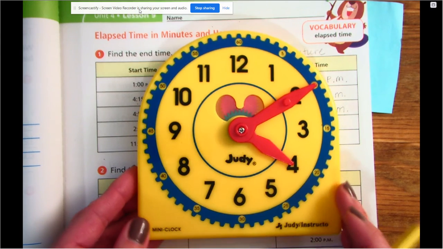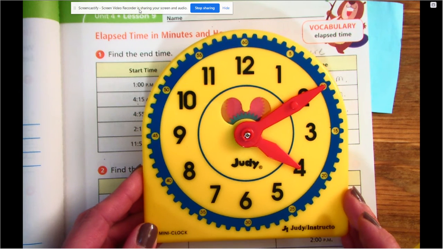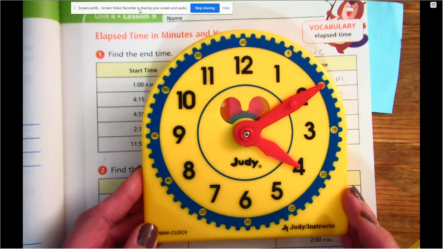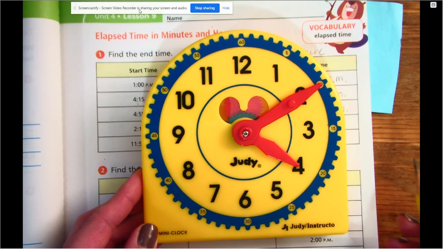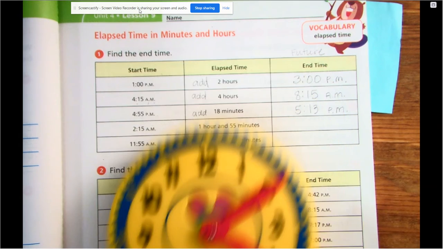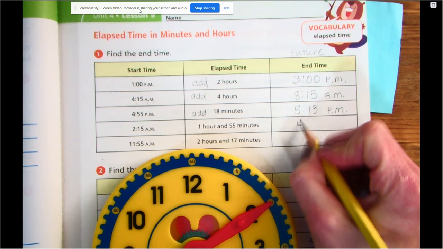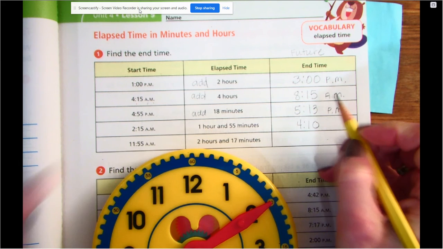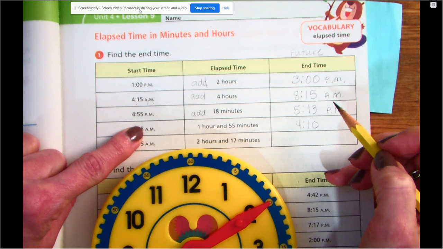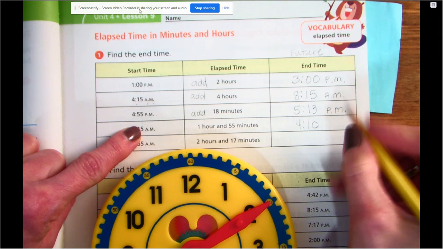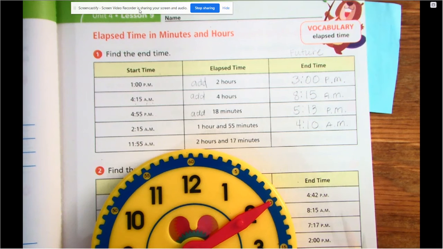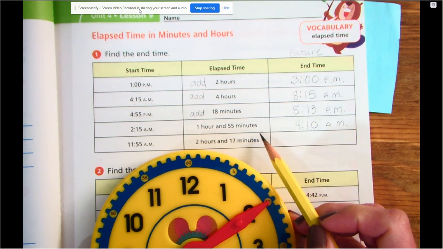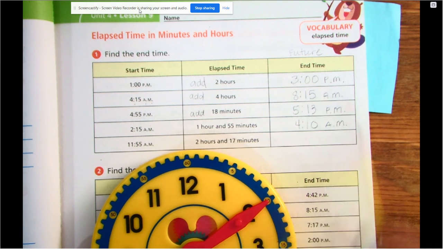So what time is that now? We started at 2:15. Yeah, now it's 4:10. So 10 minutes after 4 o'clock. So now we have 4:10. Okay, is it AM or PM? It's still AM. Okay, it would have to go 12 whole hours for it to change from AM to PM.